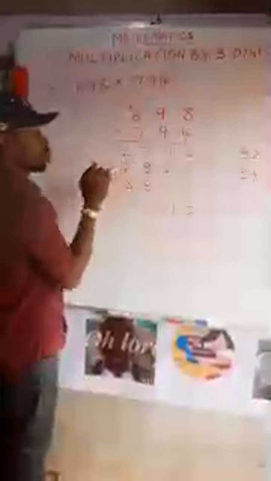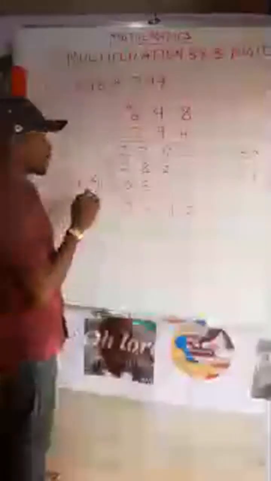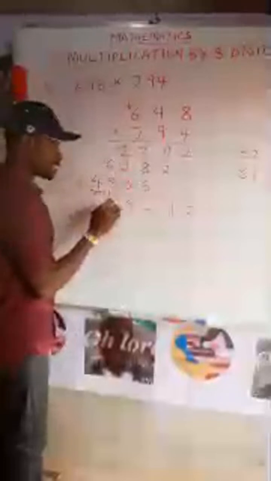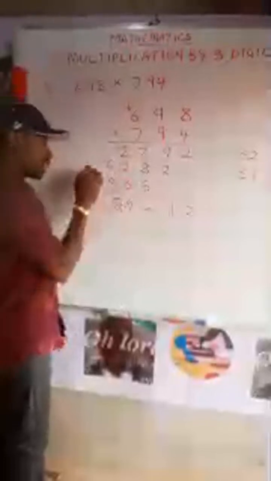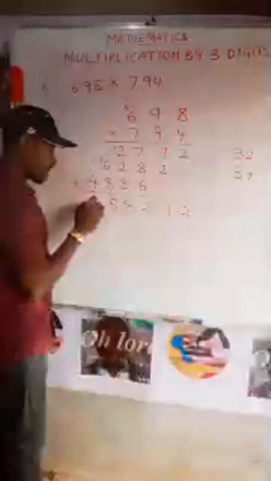2 plus the 1 you carried, 2 plus 2, 4. 4 plus 2 is 6. 6 plus 8, the next number. 6 plus 1 is 7. 7 plus 8 is 15. You now carry 1. 4 plus 1 is 5. So that's your answer.